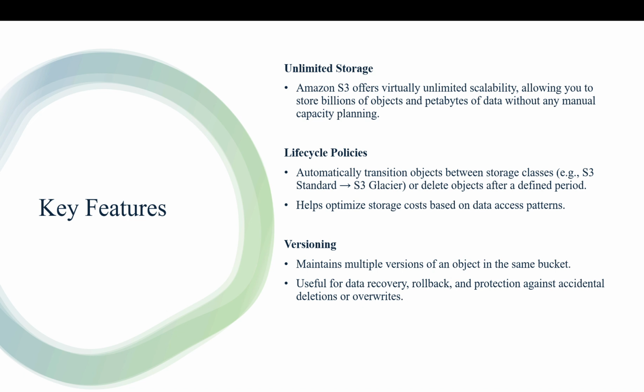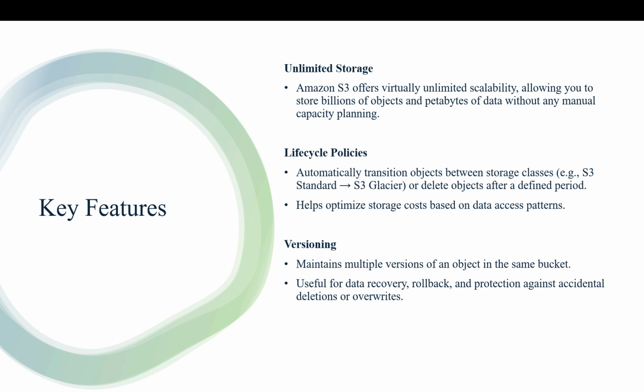Key features: unlimited storage. Amazon S3 offers virtually unlimited scalability and allows you to store billions of objects and petabytes of data without any manual capacity planning. Lifecycle policies automatically transition objects between storage classes, such as S3 Standard and S3 Glacier, or delete objects after a defined period. This helps optimize storage cost based on data access patterns.